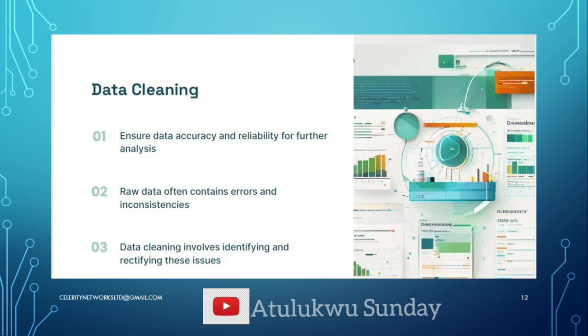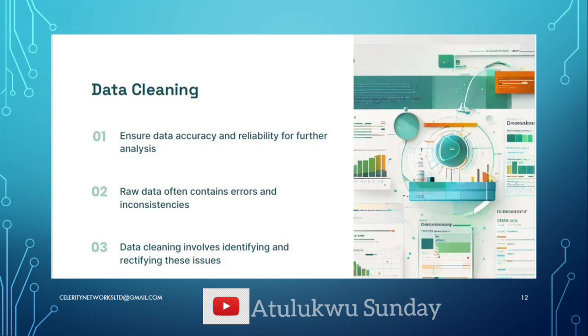Then after you've gotten this data, it is unstructured, random, and scattered. You need to clean it. And this means that you ensure that there is accuracy in your data and there's reliability for further analysis. This raw data contains a lot of errors and inconsistencies, so you have to manage that. You have to clean the data. Where there are missing values, you fix them up and all that. We'll come to that when we get to that chapter.